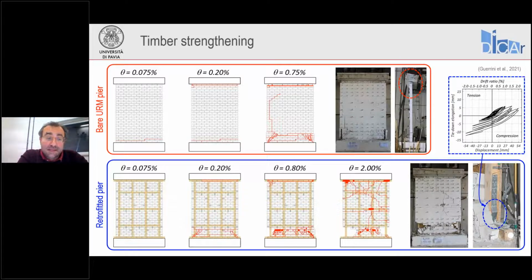You can see that the retrofitted pier developed significant toe crushing with loss of masonry. And this is why I'm saying it's important to connect the masonry well to the timber. For example, if you provide more connectors between the post and the masonry at the edges of the element, we can avoid the loss of that masonry. But in any case, the timber frame was able to resist the vertical loads that were not taken anymore by the masonry. Now you can see that 2% drift ratio is at the very end of the test.